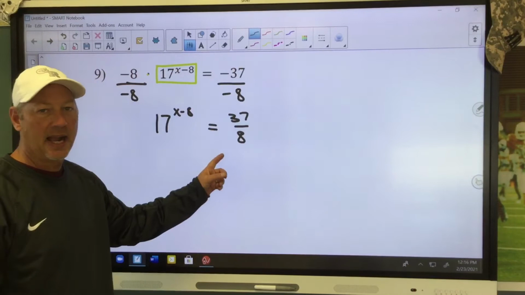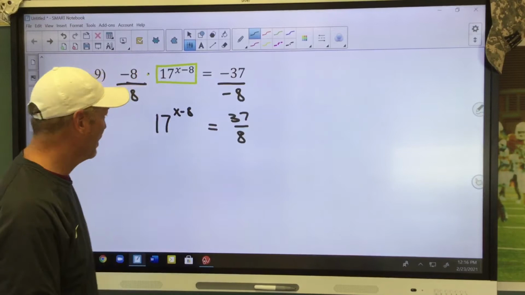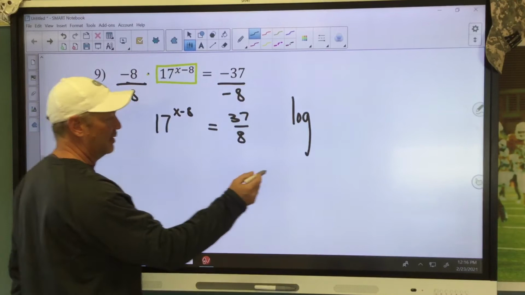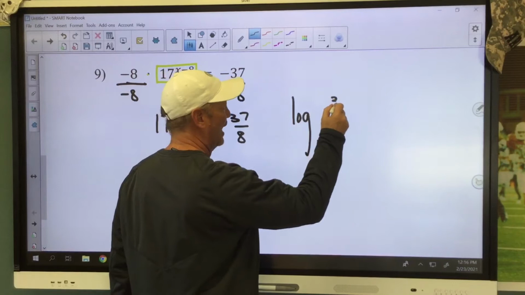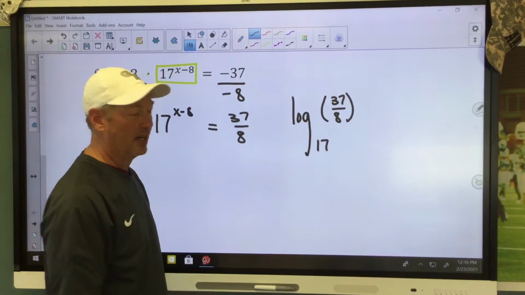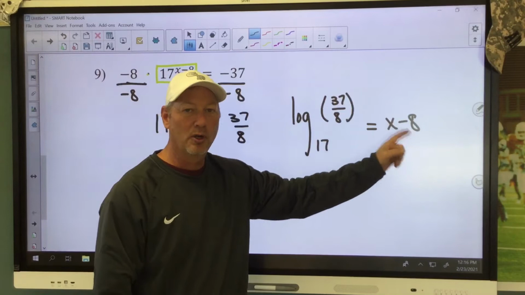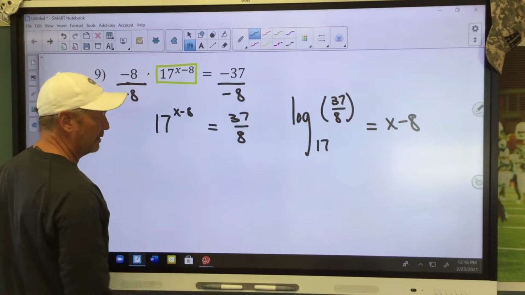Don't put this in the calculator right now. Don't get a decimal. Just wait for a second, okay? Now my exponent portion is by itself. So we're going to convert this to a log, and this is going to be log base 17 of 37 over 8. That's what you're going to put into the calculator, and that's going to equal x minus 8. Then for our final answer, we're going to add 8 to that.